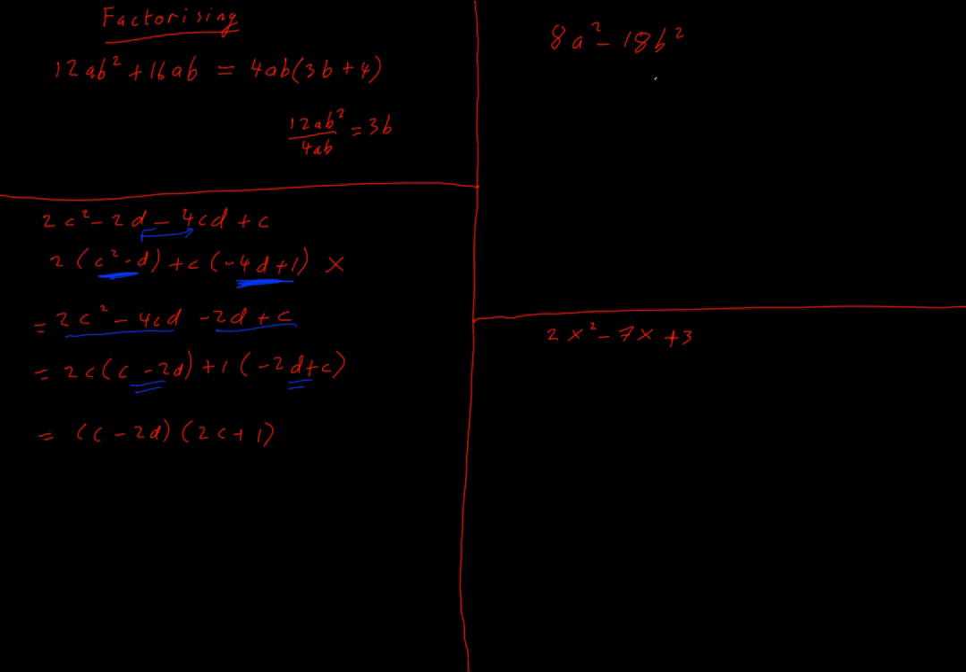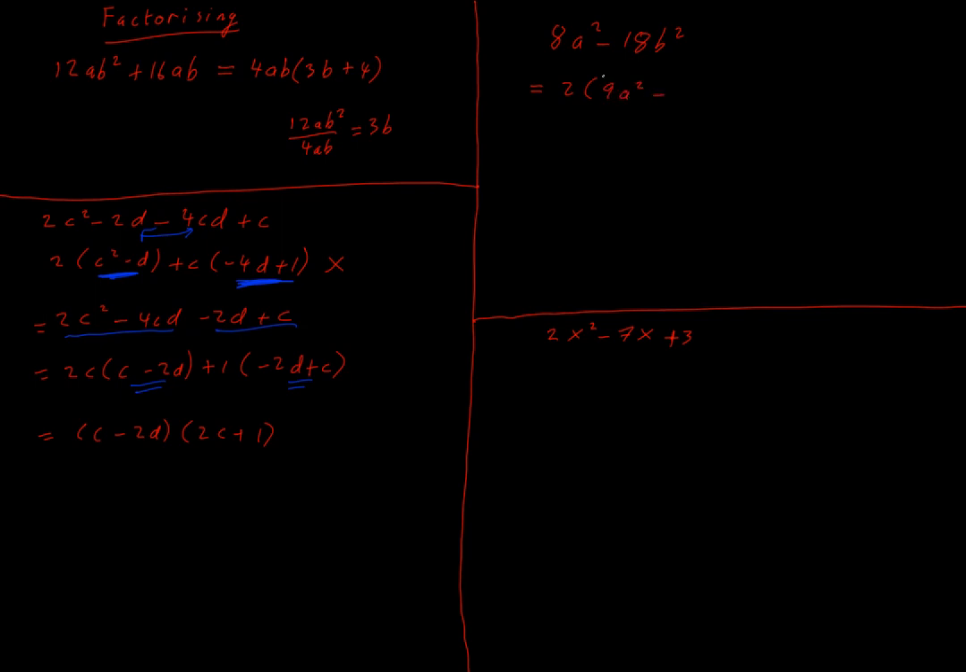Next type, in the top right hand corner of the screen, I have 8a squared minus 18b squared. What jumps out at me instantly? I have a squared term minus a squared term, but I don't have perfect squares for my numbers. So I'm suspecting that I have a difference of 2 squares, but I don't have it yet. So what am I always going to try first? Common factor comes first. So is there a common factor between my 2 terms? And there is. I can see that I have a common factor of 2.